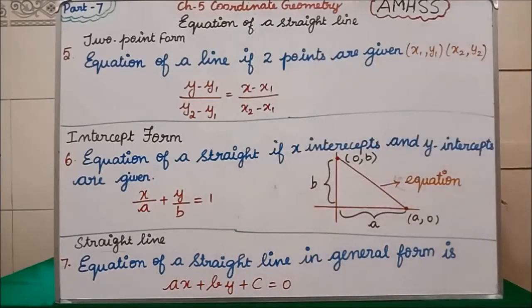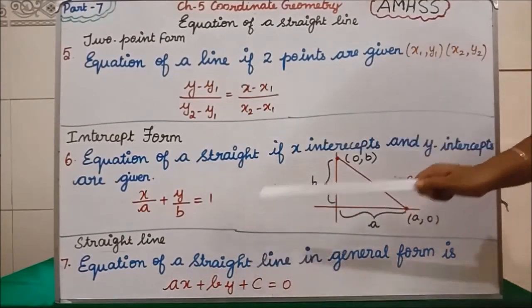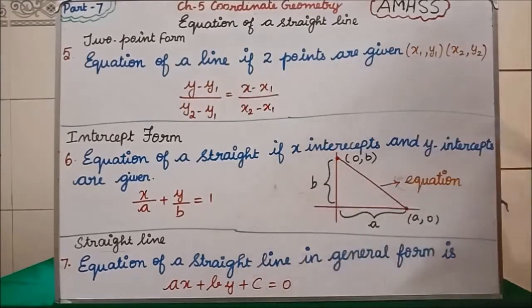Clear? Next one is the general straight line formula. So far we have learned about various forms of straight line equation, but all the equations should be in one general form. That form is ax plus by plus c equal to 0. Clear? Your final answer should be in this format only.